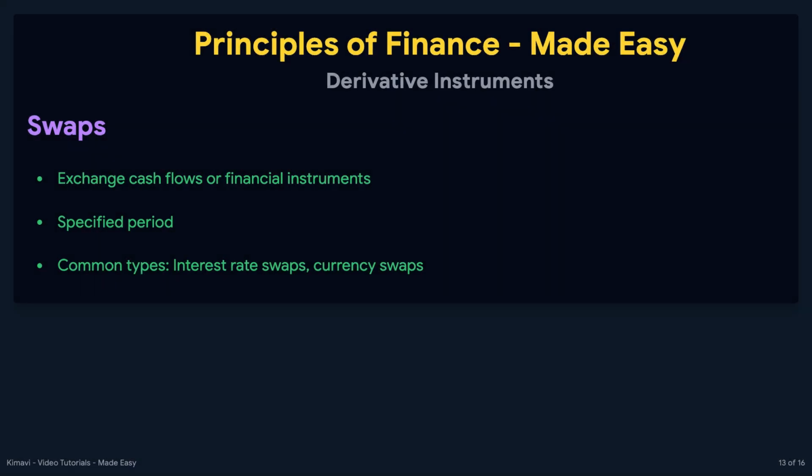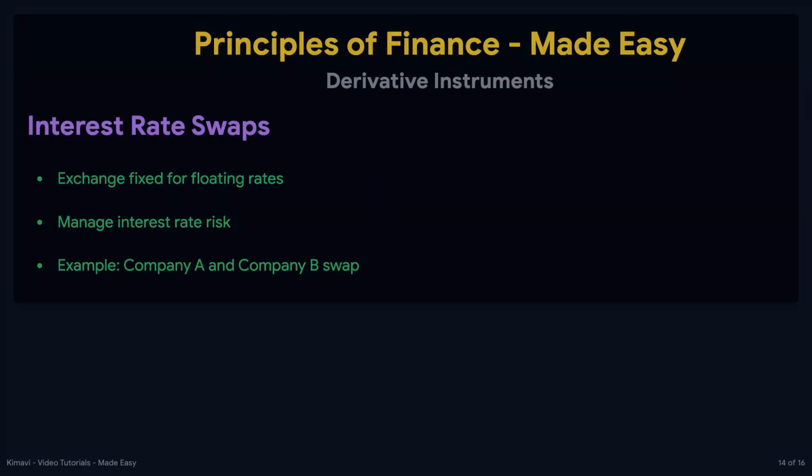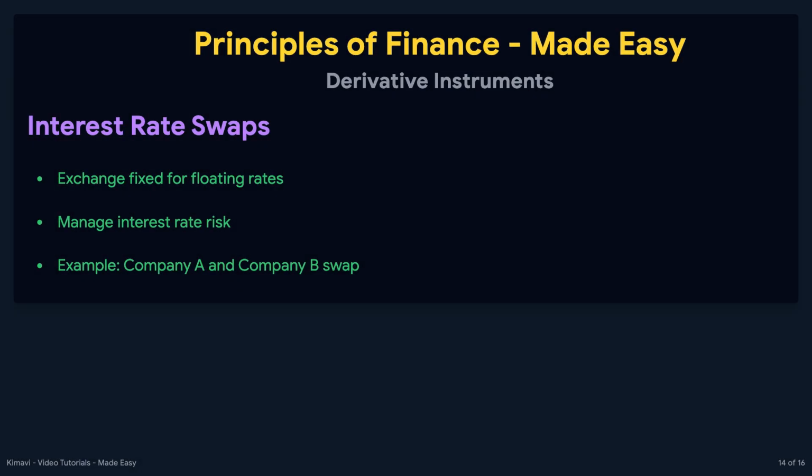A swap is a financial contract in which two parties agree to exchange cash flows or other financial instruments over a specified period. The most common types of swaps are interest rate swaps and currency swaps. An interest rate swap involves exchanging fixed interest rate payments for floating interest rate payments, or vice versa. This type of swap is often used to manage interest rate risk.